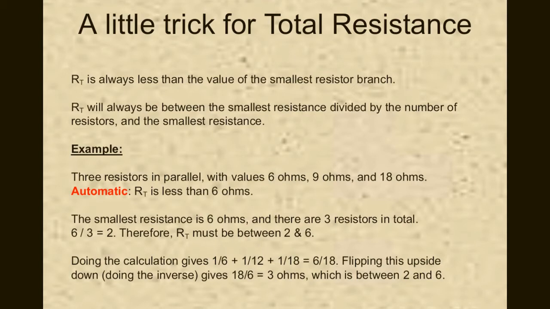So when we do our calculation for this problem using our equation, and we do the inverses of each resistor and finally do the inverse of the final answer, we get our total resistance as 3 ohms, and 3 is definitely between 2 and 6. So it checks out. Again, this is just a little trick to save time, an easy way to knock out answer choices in a multiple choice question. But we're going to go ahead and solve these problems, and I'll show you different methods.